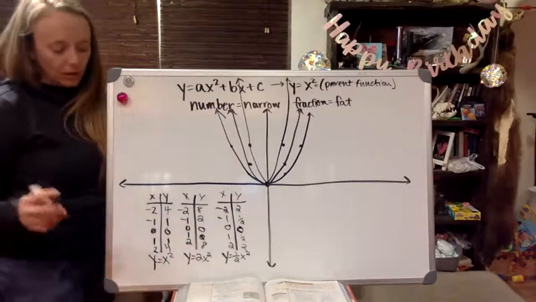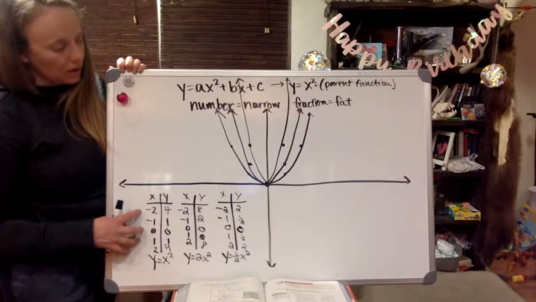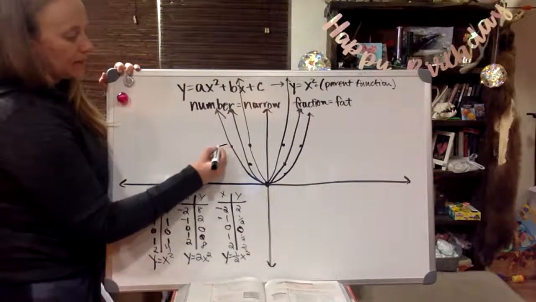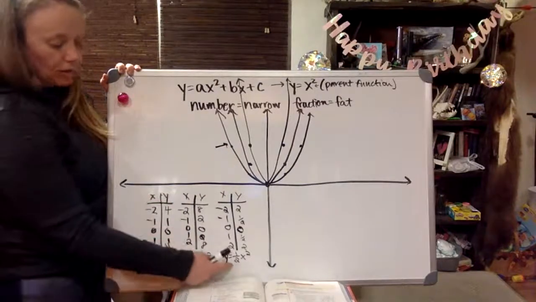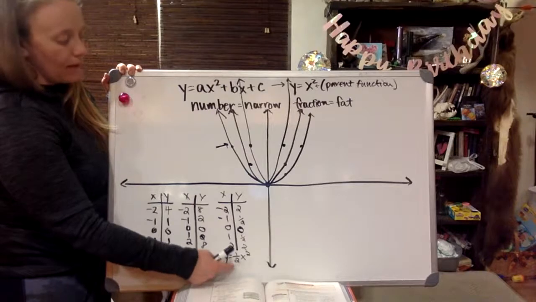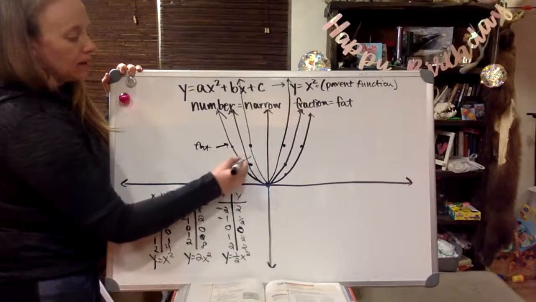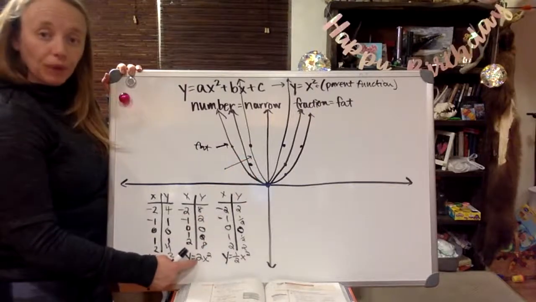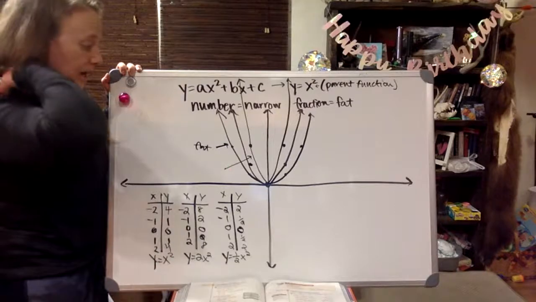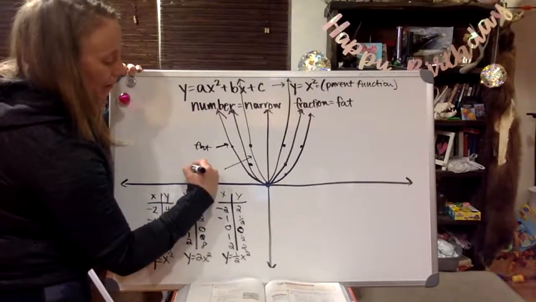Okay. So if I'm looking at this as my parent function, I can use this as a jumping off point for where I'm going to find my other points. But either way, I can see that a fractional number, less than 1 and greater than -1, made something fat. And a number that was greater than 1, or less than -1 if we're looking at negative numbers, is narrow.